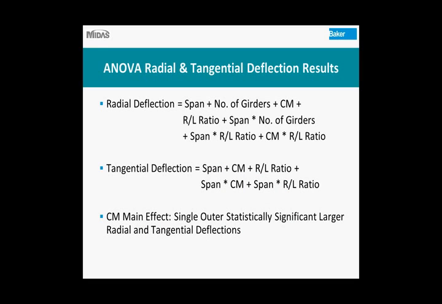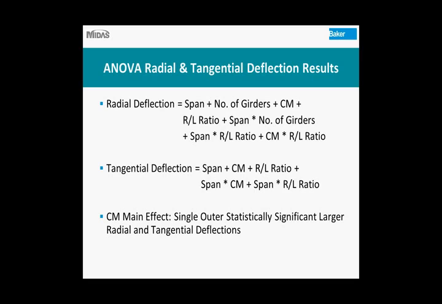So this is just showing, I told you we did all these procedures. The graphs we went over in detail, we're looking at vertical deflection. We did the same thing for radial deflection and then tangential deflection. So this slide is just showing what factors we determined were statistically significant in determining each of those deflections.